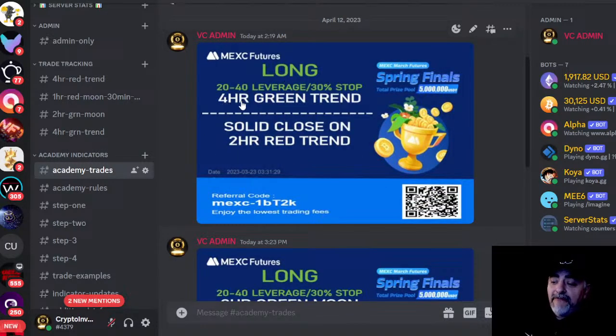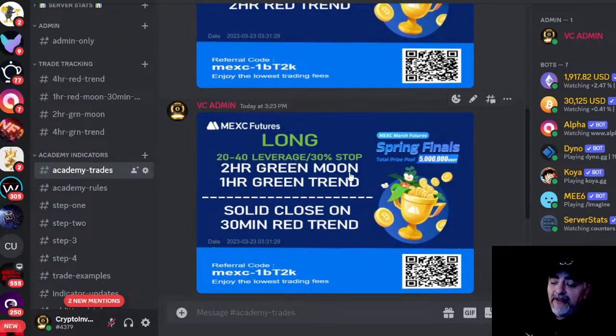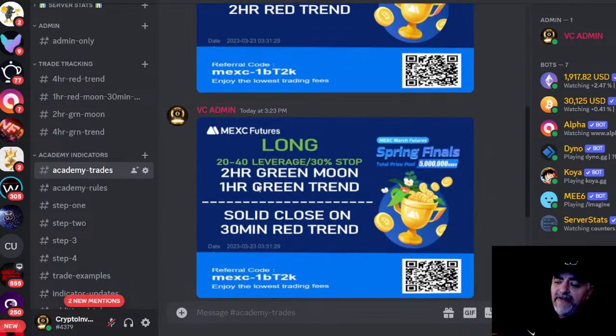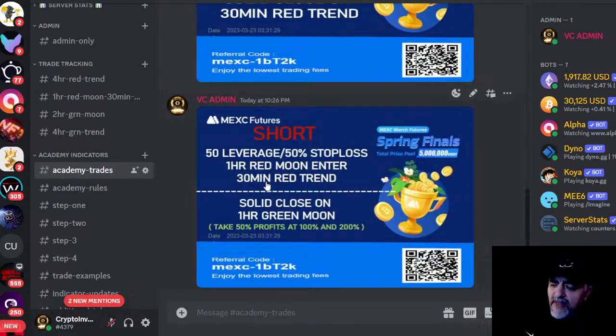So we have a long here: a 4-hour green trend, 20 to 40x leverage, 30% stop loss, solid close on a 2-hour red trend. We have another long, 20 to 40x leverage, 2-hour green moon, 1 hour, and we're probably going to be moving these leverages around as we tighten them up. But as we move forward, let's take a look. There's a short, 50x leverage, 50x stop loss, 1 hour red moon, enter on a 30-minute red trend, solid close on a 1 hour green moon.